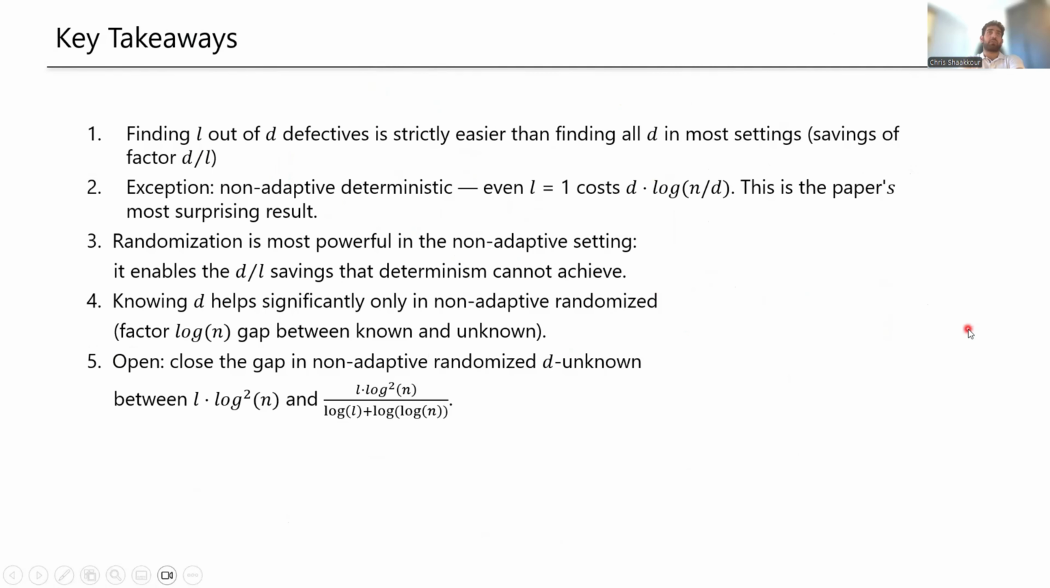So key takeaways from this paper: finding L out of D defectives is strictly easier than finding all D in most settings, with savings of a factor D divided by L, which is the table we've seen earlier. The exception is the non-adaptive deterministic, where even when L equals 1, it costs D log n divided by D. This is the paper's most surprising result, actually.